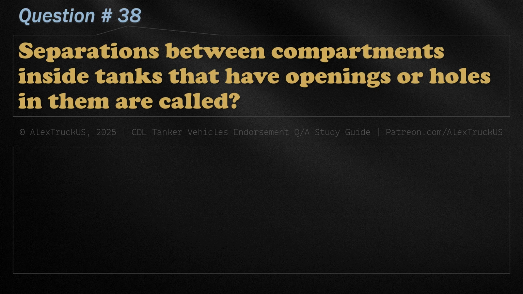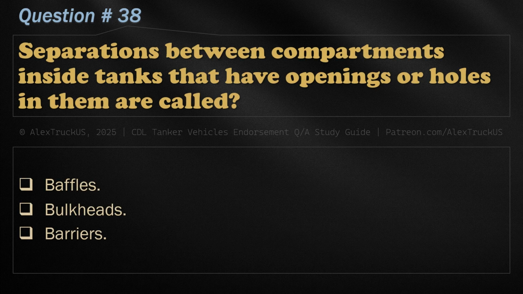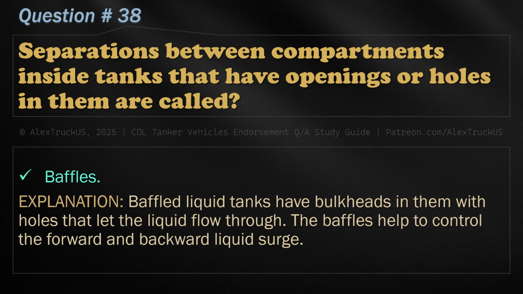Question 38. Separations between compartments inside tanks that have openings or holes in them are called baffles, bulkheads, barriers. Correct answer is baffles. Baffled liquid tanks have bulkheads in them with holes that let the liquid flow through. The baffles help to control the forward and backward liquid surge.